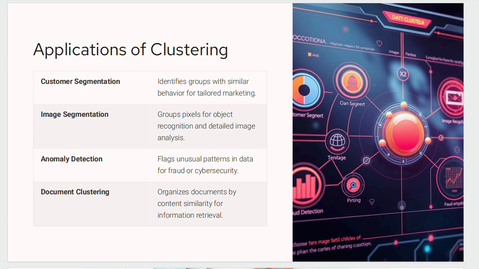Applications of clustering: customer segmentation identifies groups with similar behavior for targeted marketing. Second one is image segmentation, grouping pixels for object recognition and detailed image analysis. Anomaly detection flags unusual patterns in data for fraud or cybersecurity. Document clustering organizes documents by content similarity for information retrieval.